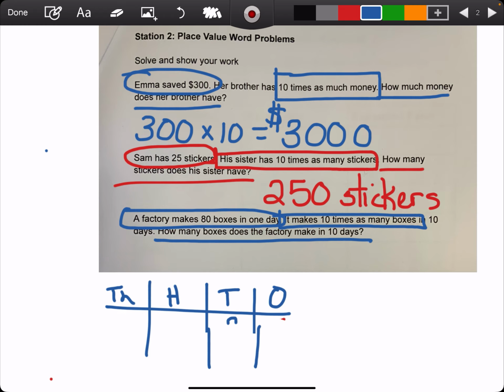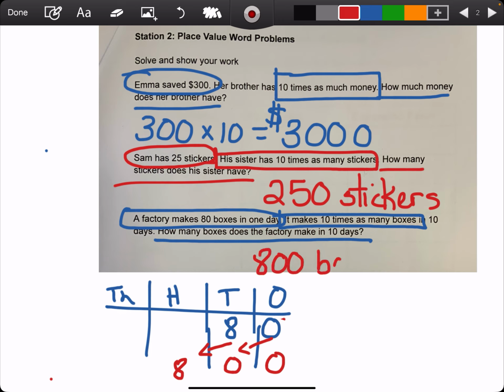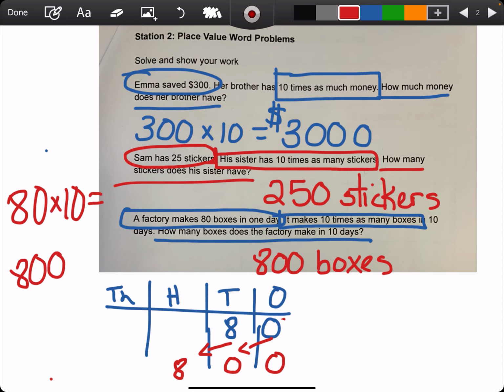So 80 boxes, I'll put that in my place value chart. Multiplying it 10 times as much. The 8 in the tens goes to the hundreds. 0 in the ones goes to the tens. And now the blank place value becomes a 0. So 800. How many boxes? So it's 800 boxes. All right. Or 80 times 10 is just write the 80 and bring a 0 to the end of the number. You have 800. Okay.